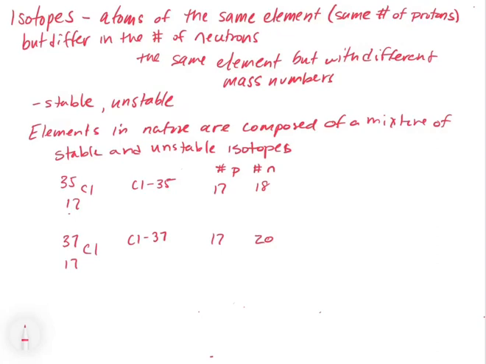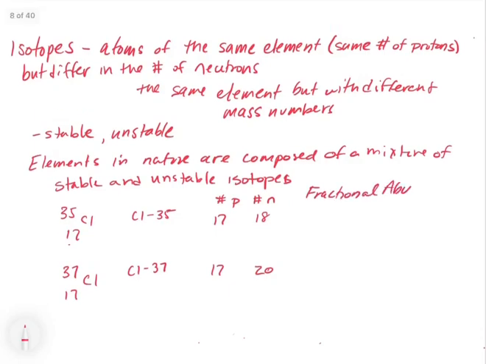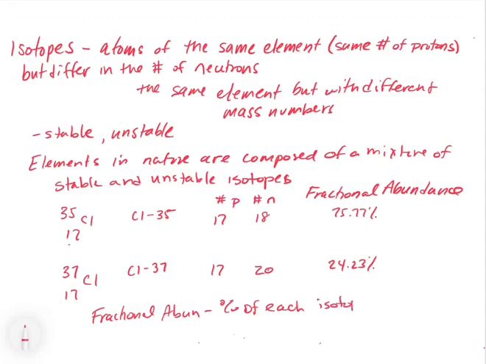And when you look at a sample of chlorine gas, you're going to get a mixture of these two things. And we can actually look at the percentage. So there's what we call the fractional abundance. And the fractional abundance in this case is 75.77% chlorine 35 and 24.23% chlorine 37. So to put a definition on the fractional abundance, it is the percentage of each isotope in a natural sample of an element.